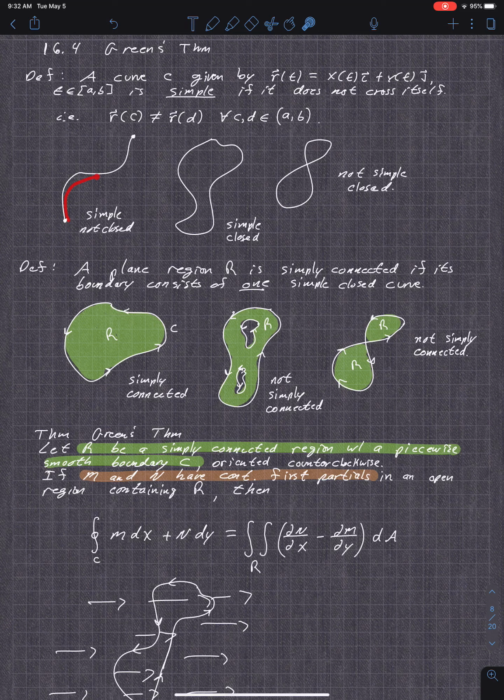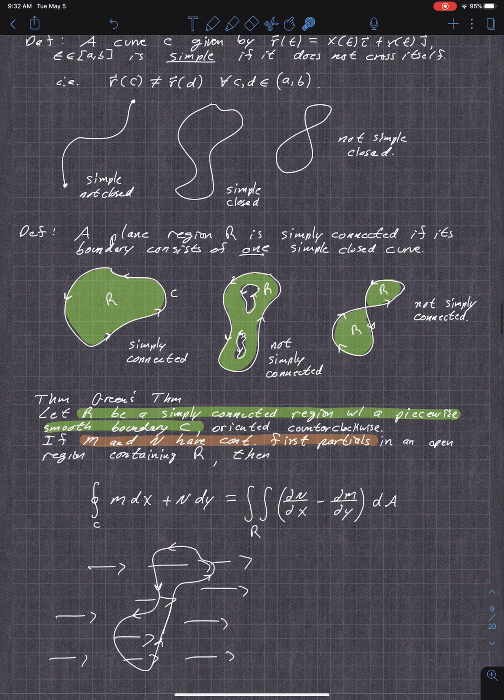Okay, so here's a few of my examples. This is simple, not closed. This is simple and closed, and this is closed but not simple. So a simple closed curve is usually what we are going to define things on. You can define it more like this, down below I just drew, but it's a little more difficult. You just do it separately, essentially.